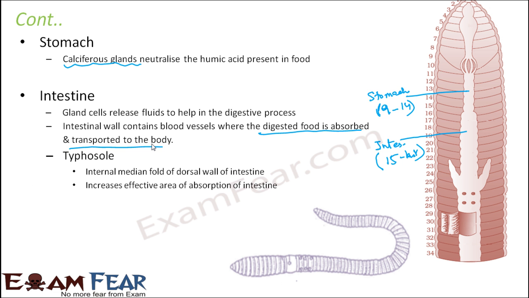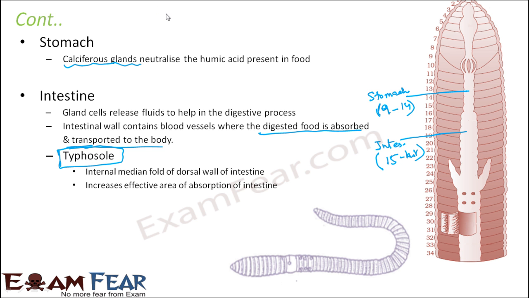Now there is another important part of the intestine. In order to ensure better absorption of digested food, typhlosole is present in the intestine. What is typhlosole? So see, this entire thing is intestine. So here you can see some folded structure. So typhlosole is an internal median fold of dorsal wall of intestine. So this wall of the intestine gets folded in this structure. Why? So that the effective area increases. So if the effective area will increase, the absorption will also increase.